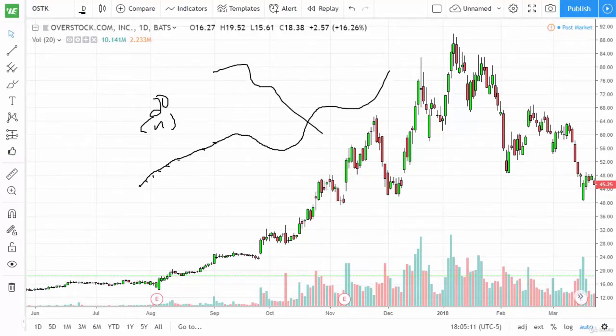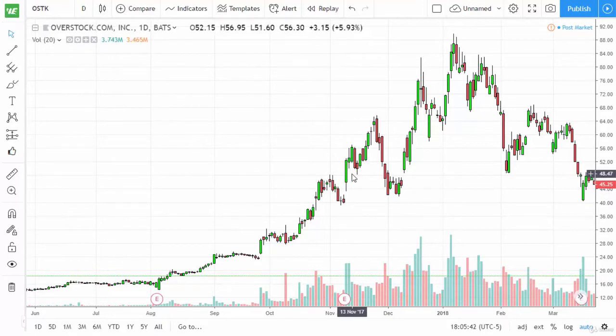There are a multitude of moving averages that people use. They are a guide stick. I would not use them for much more than that.